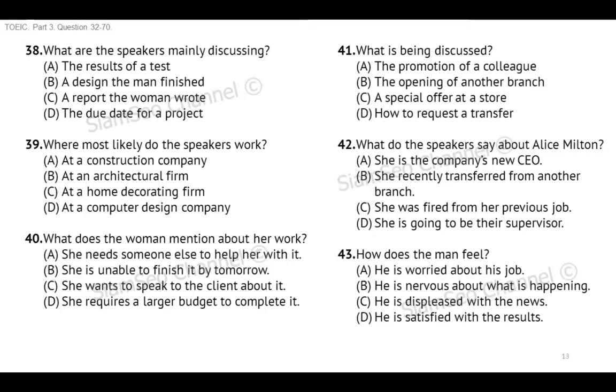Questions 41 through 43 refer to the following conversation. Did you happen to read the news about promotions on the bulletin board? The list was just posted a few minutes ago. I can't believe Alice Milton got promoted to director. You've got to be kidding me. I heard she was probably going to get transferred to another branch or maybe even fired.